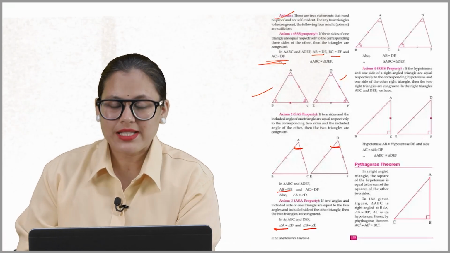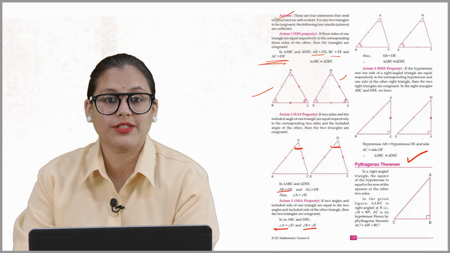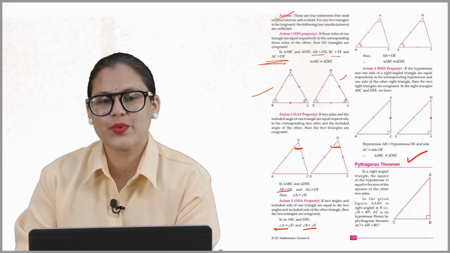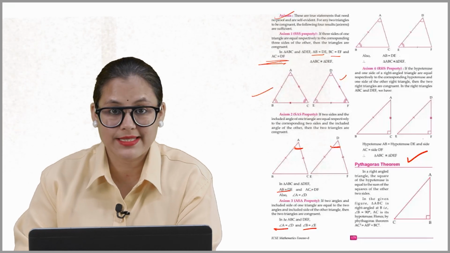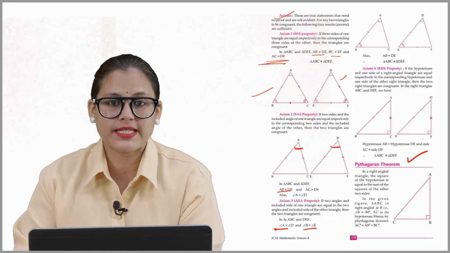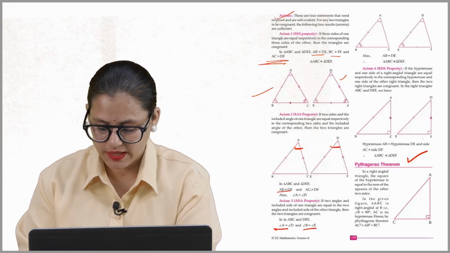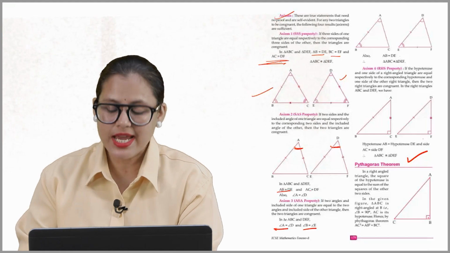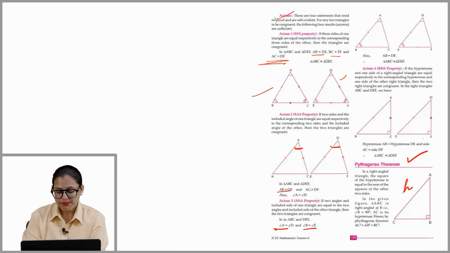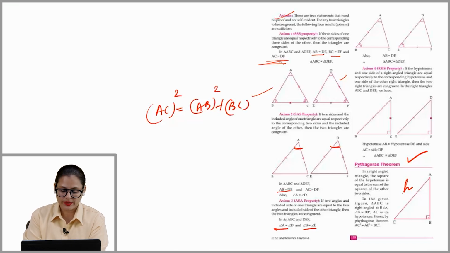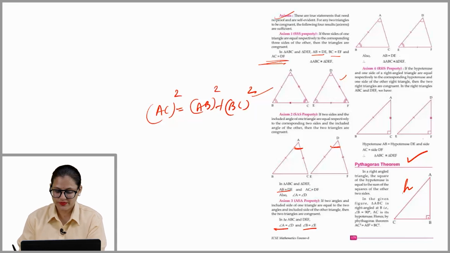Now, let's talk about Pythagoras theorem. In a right angle triangle, the square of the hypotenuse is equal to the sum of the squares of the other 2 sides. In the given figure, triangle ABC is right angled at B, that is angle B is equal to 90 degrees. AC is the hypotenuse. Hence, by Pythagoras theorem, the square of the hypotenuse is equal to the sum of the squares of the other 2 sides, that is AB square plus BC square.